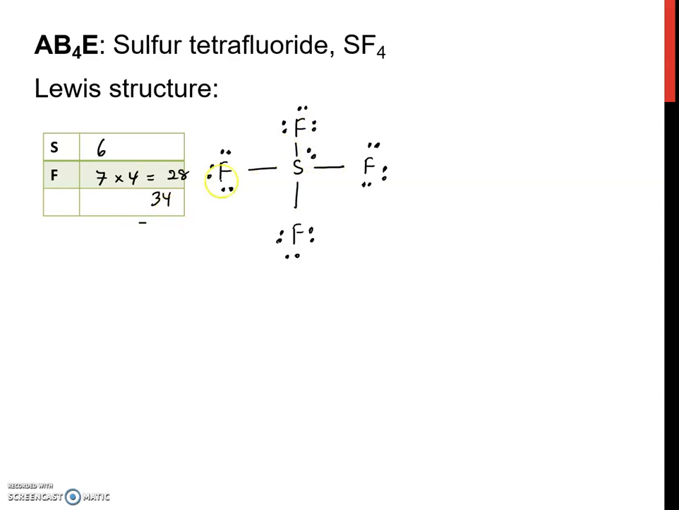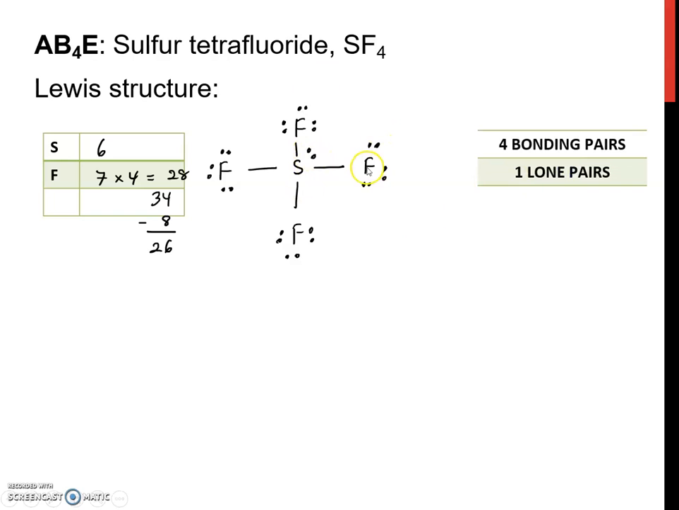Here, 34 minus the bonding pairs. There are 4 bonding pairs, 2 electrons each, so 8. That leaves 26. So the non-bonding electrons on fluorine are 6 times 4, 24, plus 2, giving 26 non-bonding electrons, or lone pairs. So on sulfur there is 1 lone pair and 4 bonding pairs, 1, 2, 3, 4. So 4 bonding pairs, 1 lone pair.